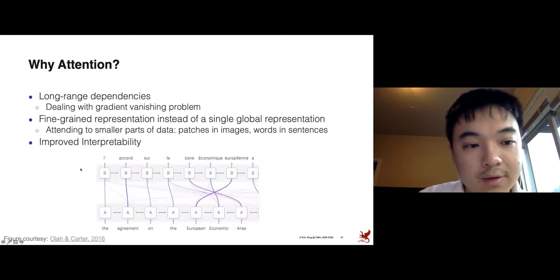And also we get improved interpretability by visualizing the attention weights. We know why this model predicts this particular token: this is because the model finds that this input token is relevant and the output depends on this input.